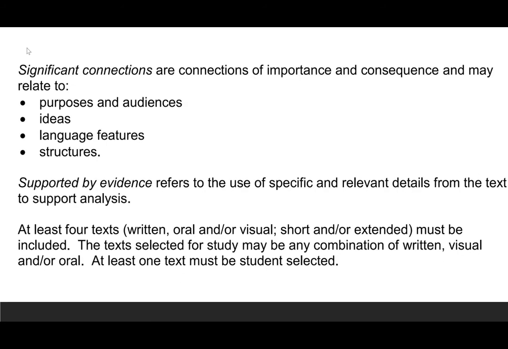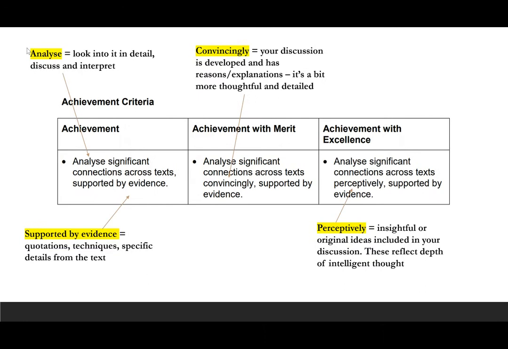And this is just some other clarifying details on what significant connections are. So it's any connection that's important or significant, and that can be related to the purpose of the text, the ideas, the language features, the structures. Most of the time we go with ideas because they're nice and simple. It just goes through some more clarifying details around what supporting evidence means, but I'll talk about that in a second. And it just says that you have to have at least 4 texts. One has to be student selected, and they can be any combination of written, visual, or oral text. So I'm just going to talk you through this criteria. Hopefully that makes it rather straightforward for you.